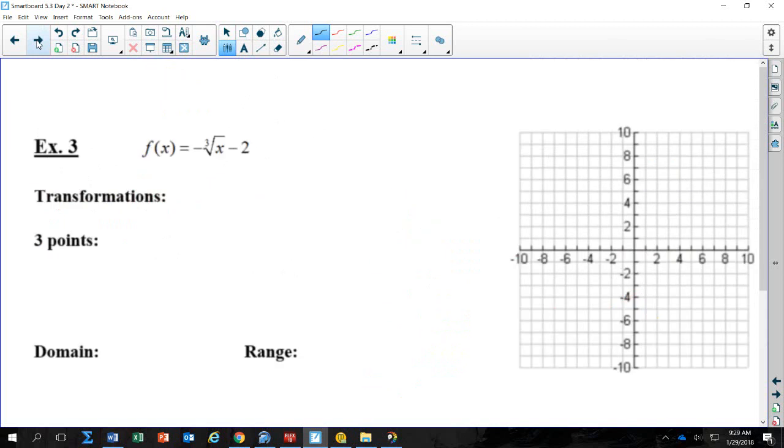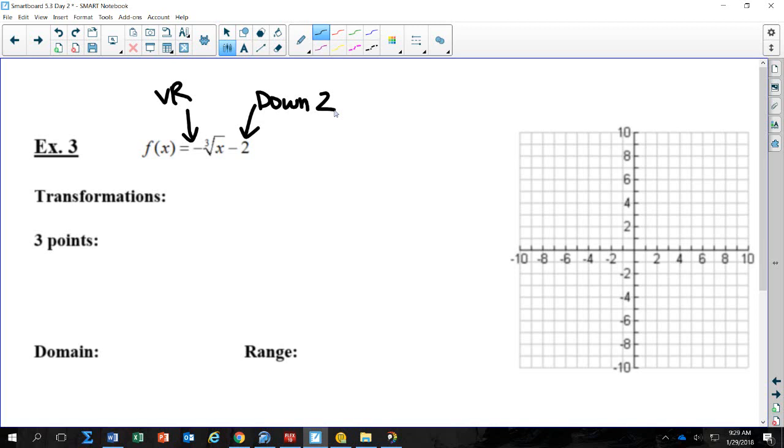All right, example 3, we've got our transformations again. Got a negative out front and a -2 out back. What do you think the negative out front would be? Vertical reflection, very good, or a reflection over the x-axis, same thing. And then the -2 out back, that's going to be a shift down 2.